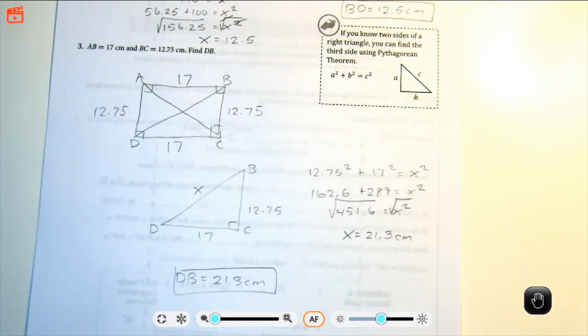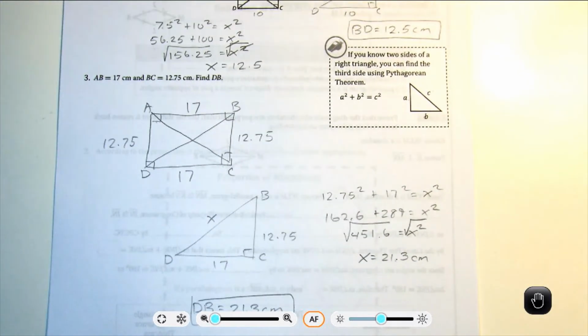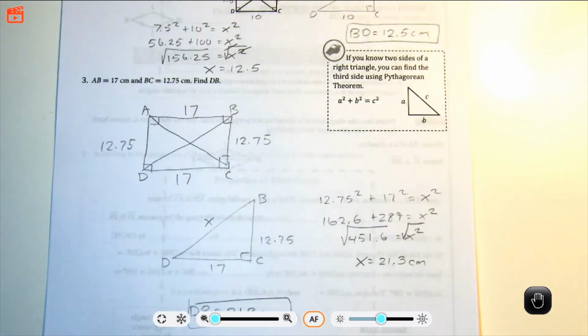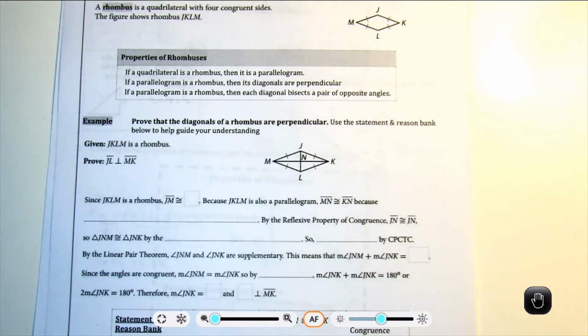Okay, so then let's move on to the next quadrilateral.